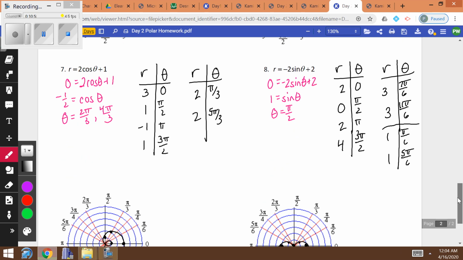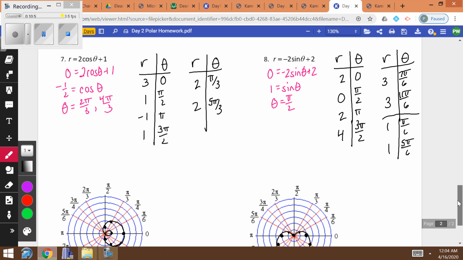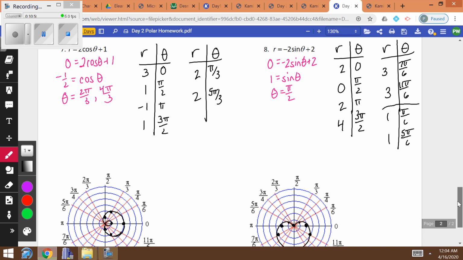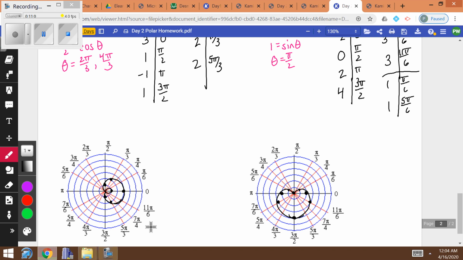Number 7, when we solve for r equals 0, there are 2 places where it would cross through that pole. Again, that tells you that it's going to be that inner loop. It crosses through the pole once, finishes the loop, and crosses through it again. So that's how we know it's the limacon with the inner loop.